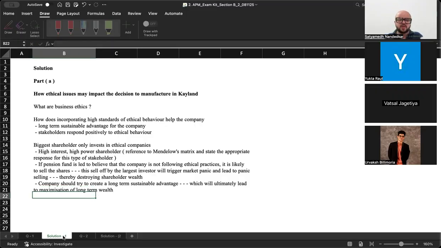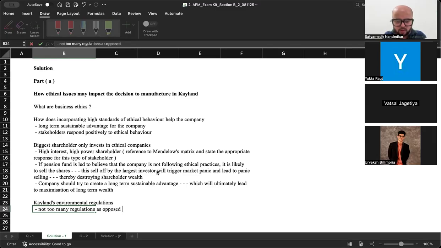So just give a closing remark for that. You spoke about the biggest shareholder, that was one aspect. Then please mention that Kaeland's environmental regulations, not too many regulations as opposed to home country.